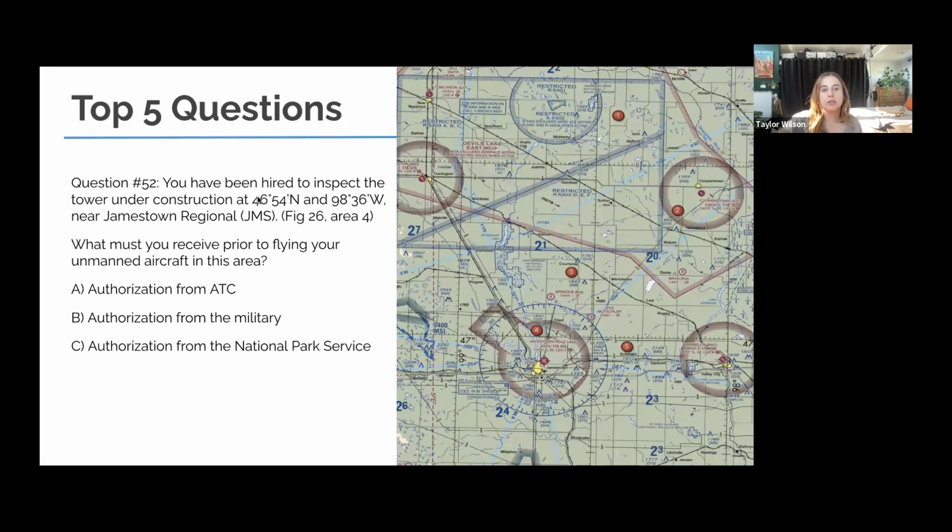Now we need to use these coordinates to specify exactly where we are in this area to find out if we're going to be operating in controlled airspace or not. So I'll give you guys a few minutes to go ahead and find those specific coordinates, and then we'll talk about what type of airspace we would be operating in.